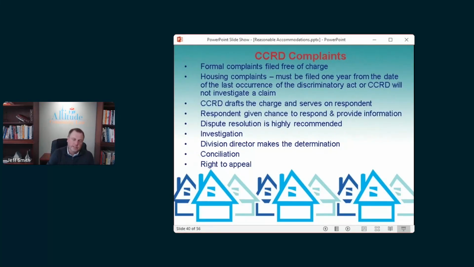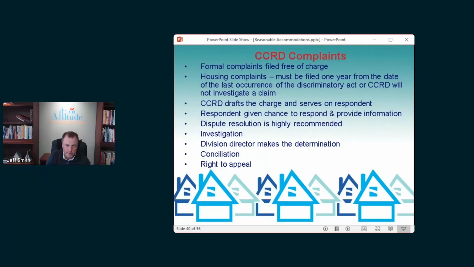With the CCRD complaint, the reason this happens first is because it's filed free of charge. The owner goes to the CCRD and files a complaint saying XYZ HOA has discriminated against me. They provide a summary of what has been done, and then the CCRD will create a charge. That charge is the housing complaint. It has to be filed within 1 year from the date of the last occurrence of the discriminatory act. The CCRD drafts the charge and serves it on the association. Oftentimes they will name the management company and possibly the individual manager as well. Sometimes they'll name board members. The respondent, the association, is then given a chance to respond and provide information.